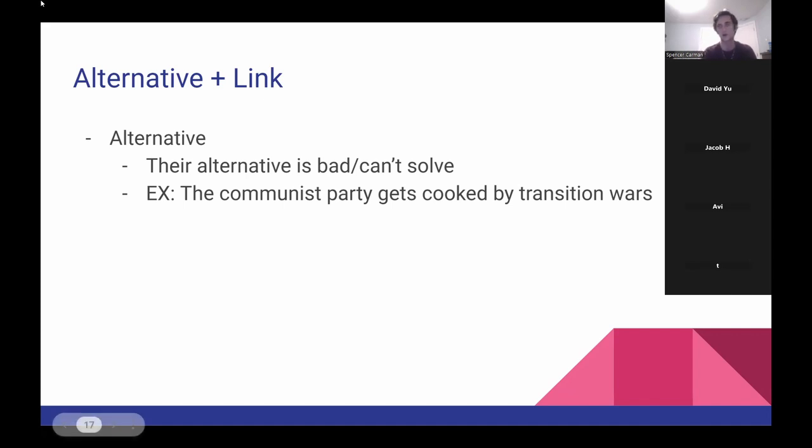Another example of an alternative not being able to solve, a way you could read a D-link, is you could say that in terms of capitalism, either A, it's democratic, in which case workers would just vote back into capitalism because people usually support it, or it would be a dictatorship, in which case it would devolve from being a workers' movement into a totalitarian government, which is what we saw in Soviet Russia and why that failed.